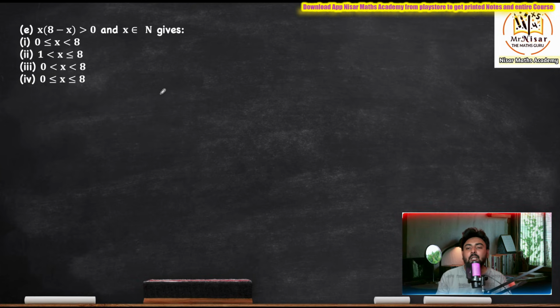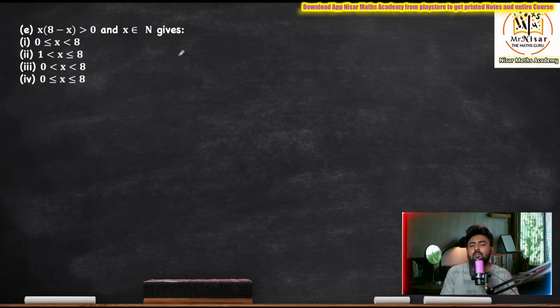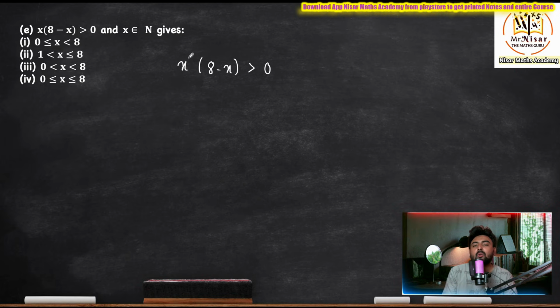The expression we have, children, is x(8 minus x) greater than 0, and x belongs to natural numbers. Come on, let's solve it. Can I say here that x and 8 minus x are in multiplication? So I'll solve this like a product law. I'll consider this with this and this also with this. So I'll say x is greater than 0, and here 8 minus x is greater than 0.